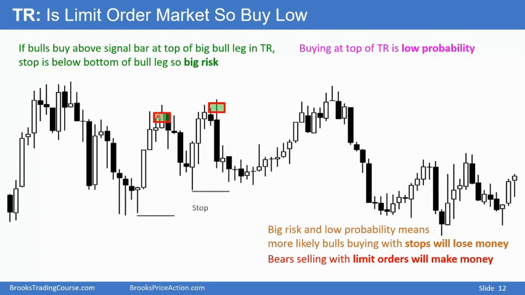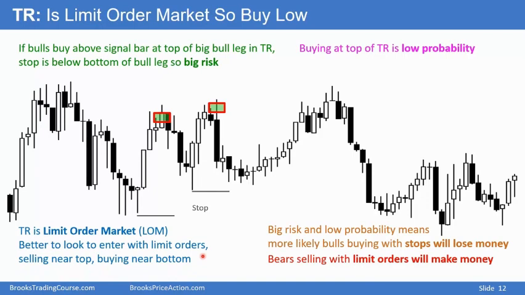Experienced traders would rather be selling above bull flags at the top of a trading range, in other words, entering with limit orders at the high of the prior bar or at this high, at the high of this bar or at this high, betting that the breakouts will fail and lead to another leg down in the trading range and test near the bottom of the range. Trading range, limit order market. It's better to enter with limit orders, selling near the top, buying near the bottom. But again, you only do that once you're an experienced trader.